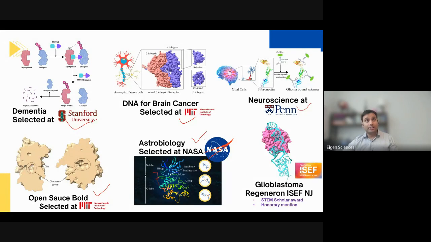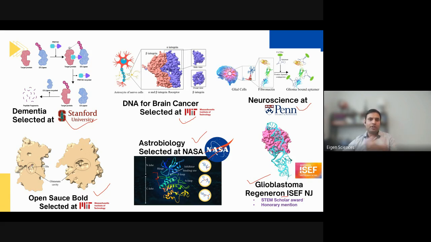This week, I think on 8th May, at NASA, a kid will be presenting a project on how drugs can be developed in space. This is glioblastoma, brain cancer. A girl got an award at ICEF, Treasurer, New Jersey. She got two awards. So we try to compete at a high level, at good places.